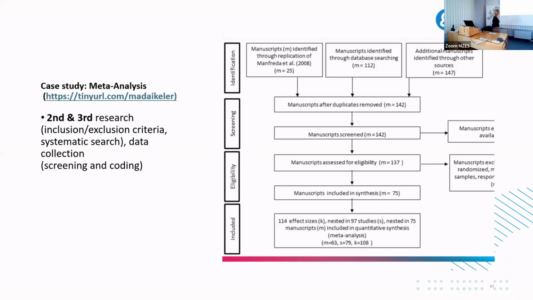Yes, and then in the end, we ended up with 115 effect sizes, nested in 97 studies. So this means in the end we had 115 comparisons between web and other survey modes. These were nested in 97 studies, as some publications also present 2 different surveys or 2 different trials where they conducted this experiment. This is why we have the difference between studies and manuscripts, and they were in the end published in 75 manuscripts.